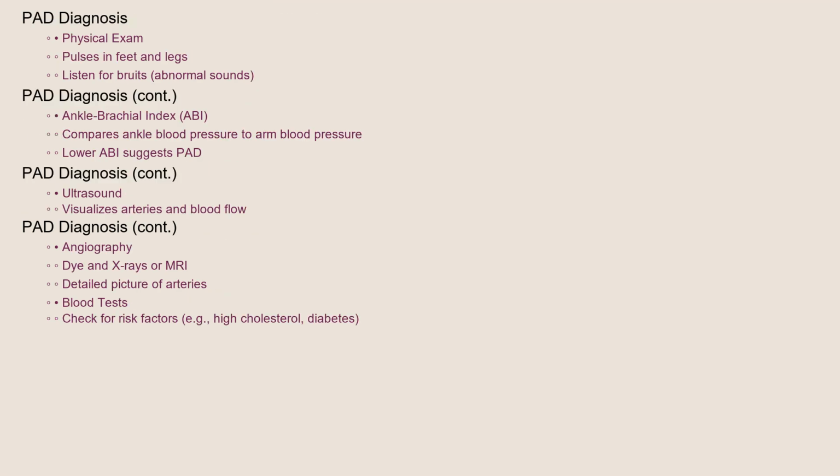So, how is PAD diagnosed? Diagnosis often starts with a physical exam, where your doctor will check the pulses in your feet and legs. They may also listen to your arteries with a stethoscope for any abnormal sounds, called bruits. The ankle brachial index, or ABI, is a common, non-invasive test that compares the blood pressure in your ankle to the blood pressure in your arm. A lower ABI suggests PAD. Other tests include ultrasound, which can visualize the arteries, angiography, which uses dye and X-rays or MRI to get a detailed picture of the arteries, and blood tests to check for risk factors like high cholesterol or diabetes.